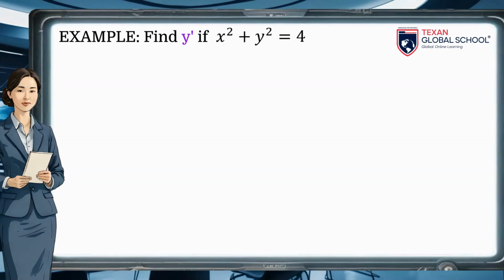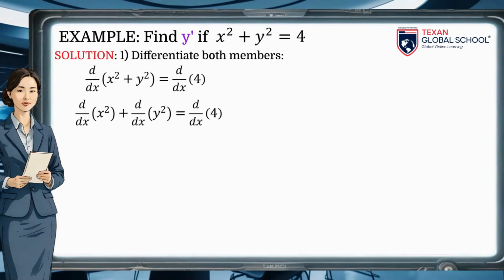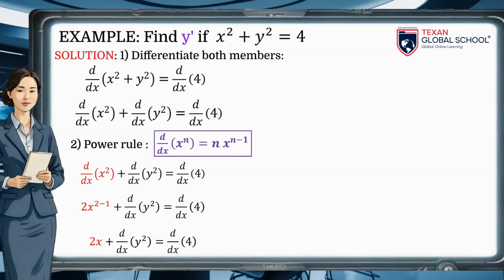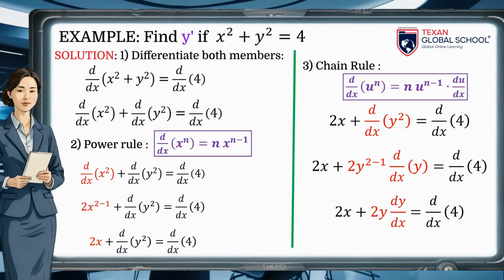First, differentiate both members by applying the notation and rules of differentiation. In this case, the derivative is applied to each term. Now we can see that the first term is derived with the power rule, so x squared is derived as 2 times x to the 2 minus 1. Since y is a function of x, we will use the chain rule applied to the power rule for the second term. So the derivative of y squared is 2 times y to the 2 minus 1 times the derivative of y, which we will later write as y prime.